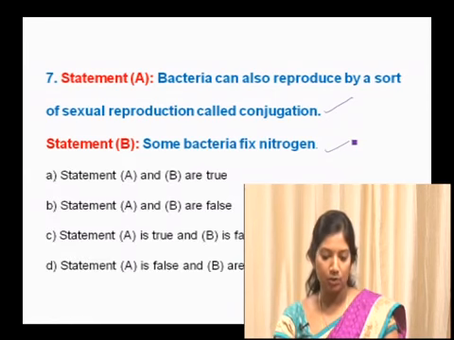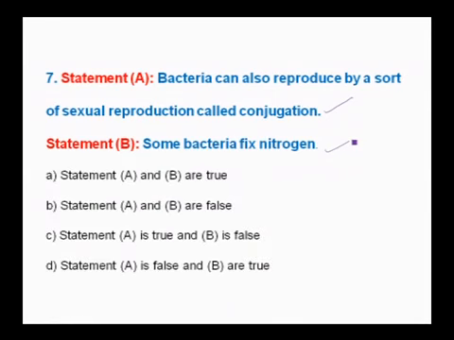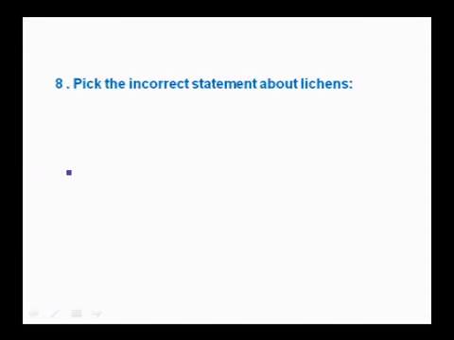So let us see the options. So here you can see that statement A and B both are true. The other options which are given over here are wrong. Eighth one, pick the incorrect statement about lichens.